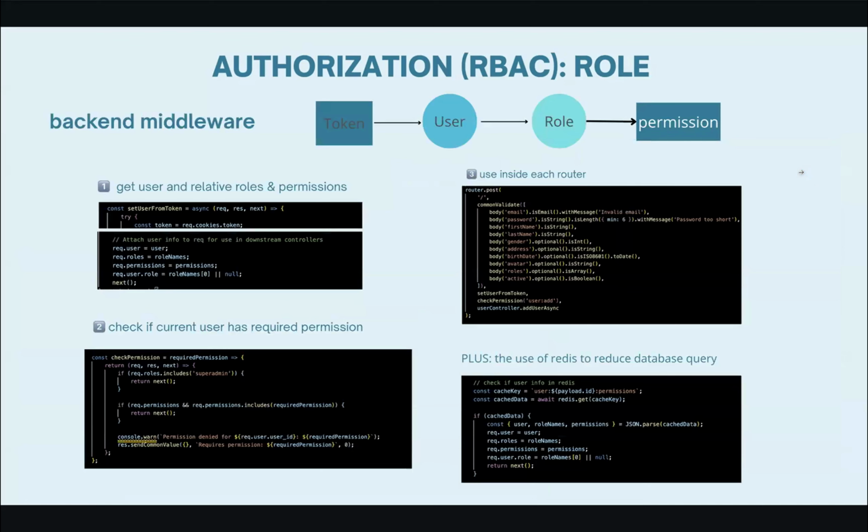Now let's look at how backend permission checks are implemented. We use middleware to extract the user from the token, retrieve their roles and permissions, and attach them to the request object. Then we use a permission check middleware to verify if the current user has the required access. Each protected route calls both middlewares in sequence. To improve performance, we also use Redis caching to store permissions and reduce repeated database queries.